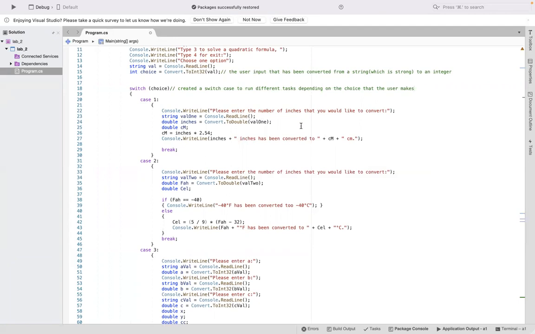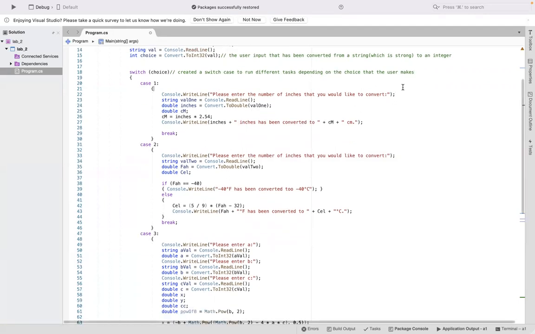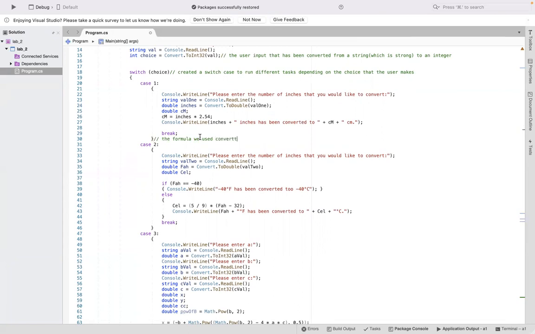Perfect. So then with case one, we could write choice one, formula execution for, yeah, for used converts. Perfect. And then this one.